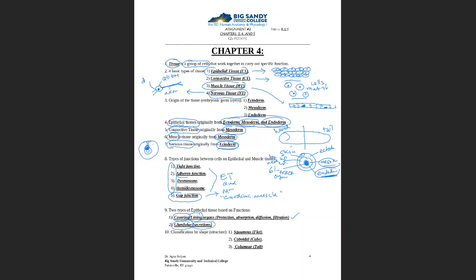Based on structure, there will be 3 types of epithelial tissue. If the cell is flat, it's called squamous. If the cell looks like a cube, it's called cuboidal. If the cell is tall, like a column, it's called columnar. So there's the ET, epithelial tissue, based on the shape of the cell.